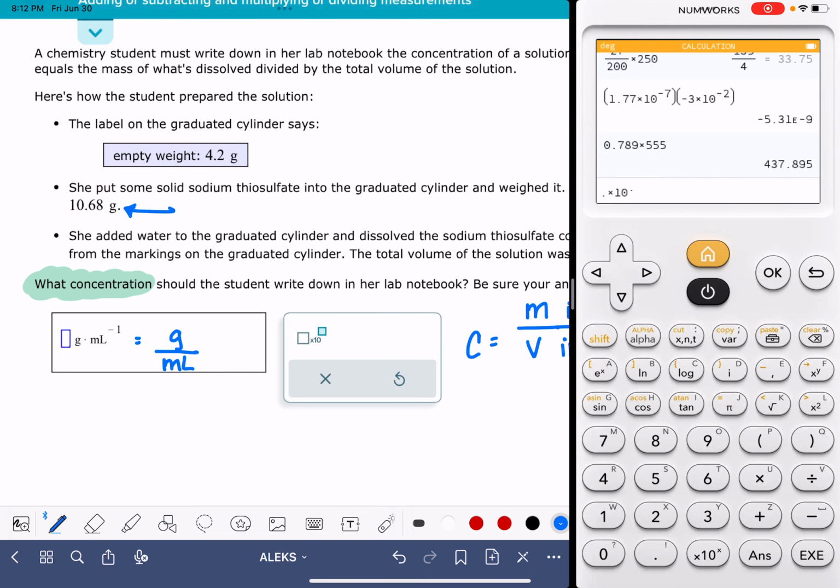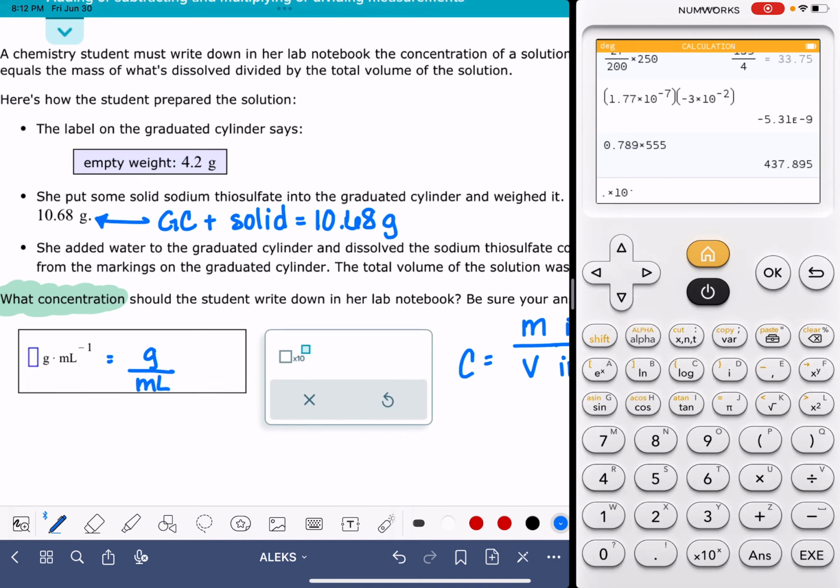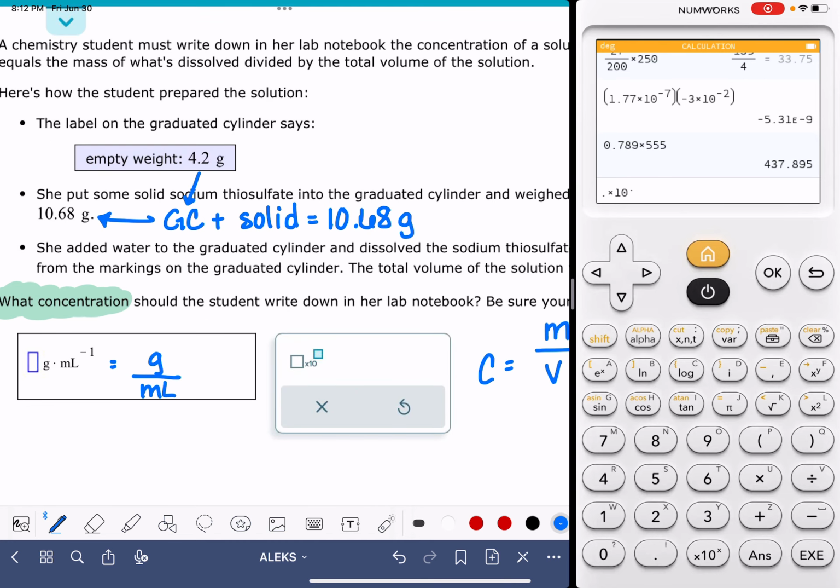So that 10.68 grams is the mass of the graduated cylinder, I'm just going to call it GC, plus that solid all together. The graduated cylinder plus the solid has a combined total weight of 10.68 grams. We know that the graduated cylinder itself weighs 4.2 grams, so we have enough information to figure out the mass of that solid. Let me rewrite this equation up here. Graduated cylinder plus the solid substance is 10.68 grams. The problem is telling us that the graduated cylinder, empty, all by itself, weighs 4.2 grams.